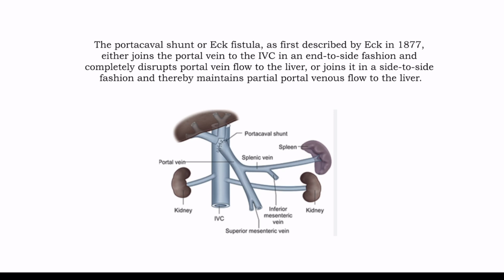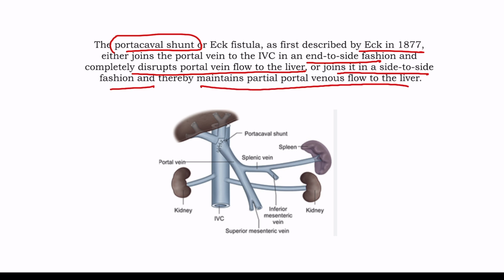What is Eck fistula? The portacaval shunt or Eck fistula, as first described by Eck in 1877, either joins the portal vein to the IVC in an end-to-side fashion and completely disrupts portal vein flow to the liver, or joins it in a side-to-side fashion and thereby maintains partial portal venous flow to the liver.